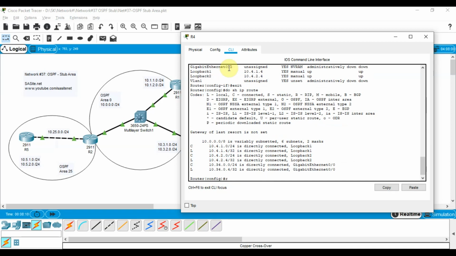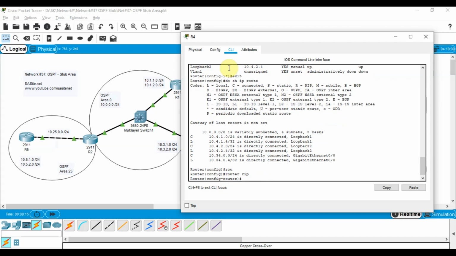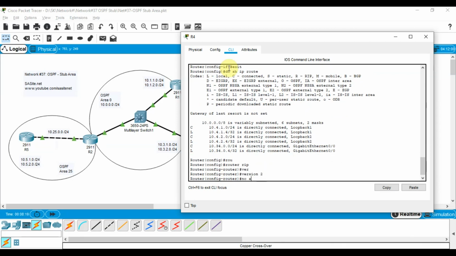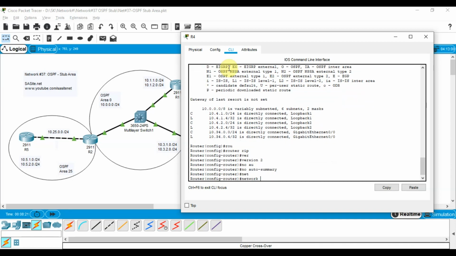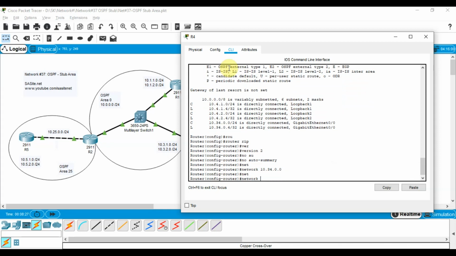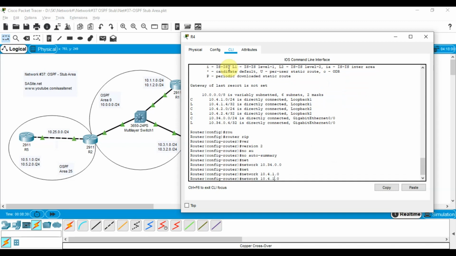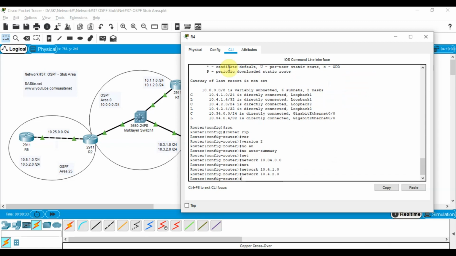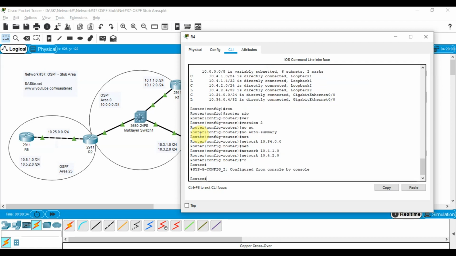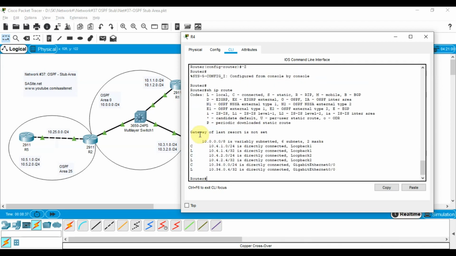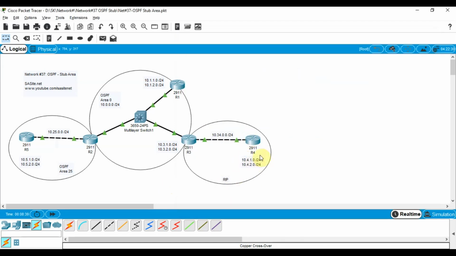So let's configure RIP. Router rip, version 2, no sorry, and network 10.34.0.0, as well as network 10.4.1.0, and here we go. So all networks went into RIP. Show ip route. We are done with R4.